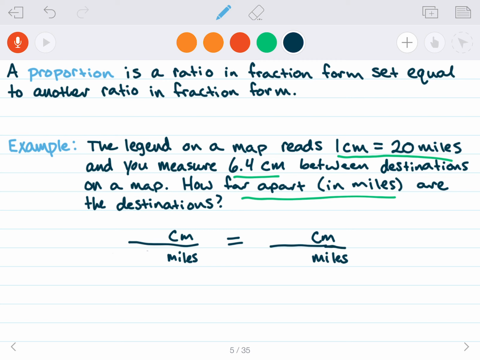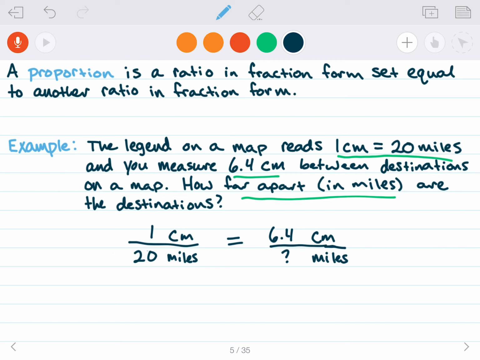So the first statement says that 1 centimeter equals 20 miles. So for every 1 centimeter, we have 1 centimeter to 20 miles, okay? 1 centimeter to 20 miles. And you measure 6.4 centimeters between destinations on a map. So that's where this goes. And we're wondering, 6.4 centimeters on a map is equivalent to how many miles? Okay, so question mark by the miles.